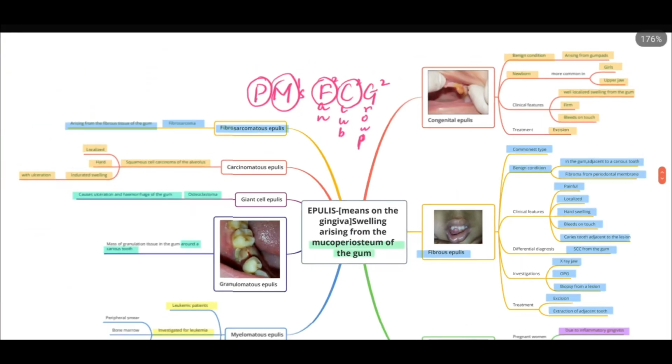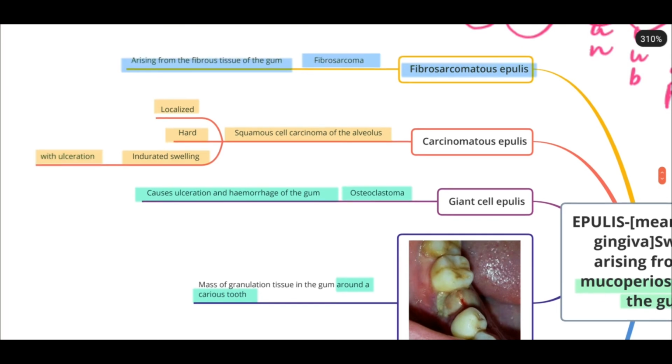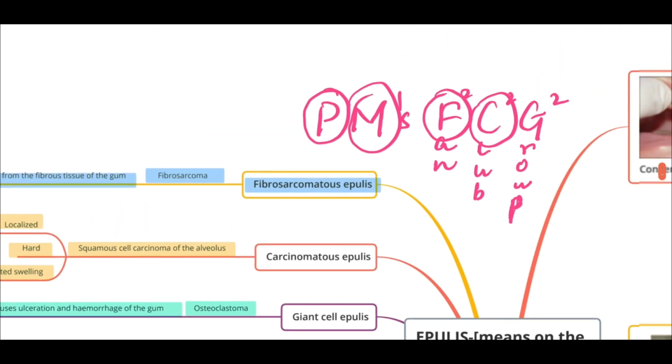Another C is carcinomatous epulis. Carcinomatous epulis is the squamous cell carcinoma of the alveolus. We spoke about how it is localized, hard, and an indurated swelling with ulceration.